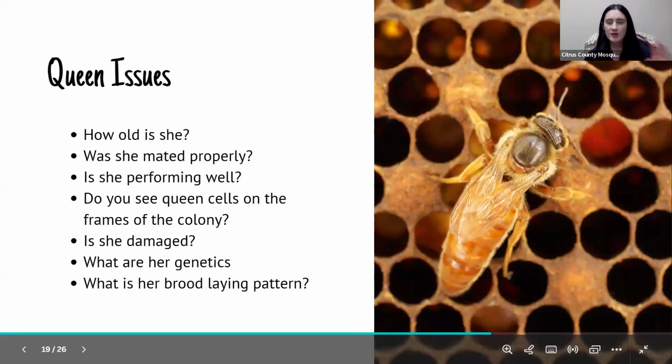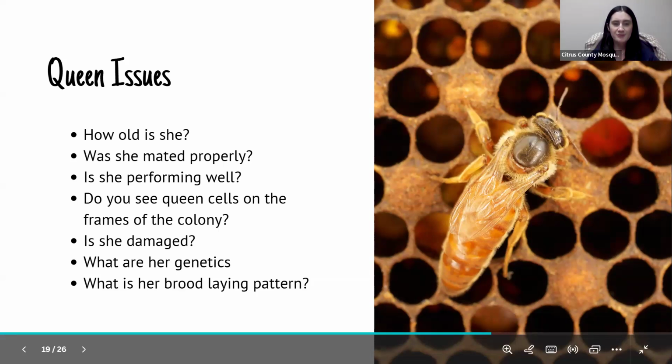Okay, so if you're good on nutrition, you don't have any pests, you don't have any diseases, it could be a queen issue. Her age is a huge factor in how she performs, whether she mated properly or not. If she didn't fully get mated and she doesn't have enough sperm stored to continue laying eggs, she might cease her egg laying, which can obviously lead to colony decline because there's no new bees hatching out.